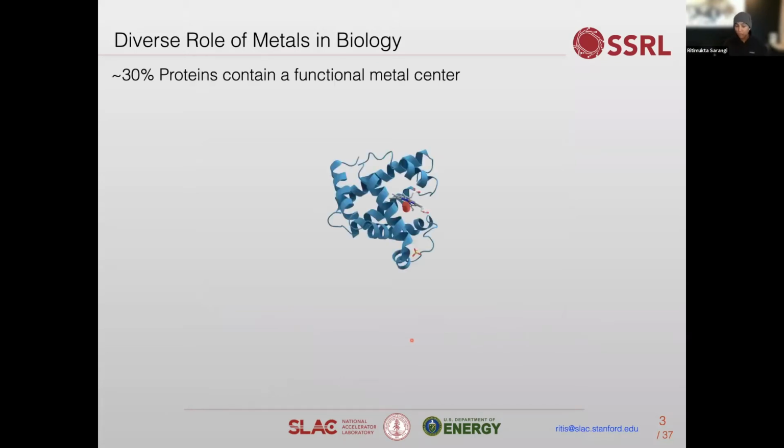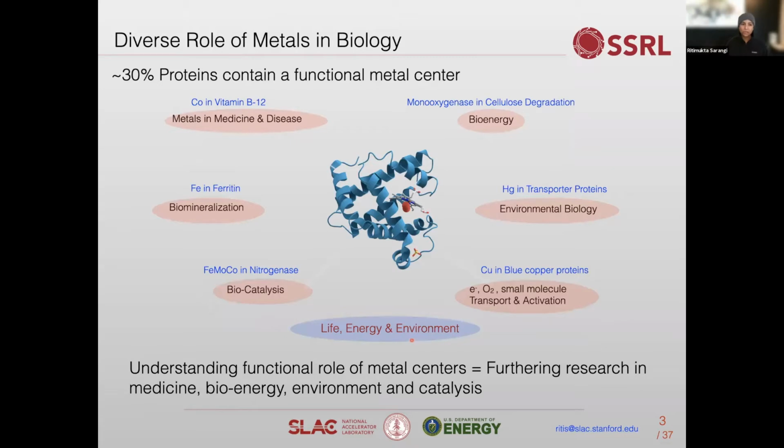So metals do play a very diverse role in biology. Of all the proteins, 30% of them actually have a functional metal center. And these functional metal centers do perform a wide range of chemical reactions. We know vitamin B12 is a cofactor, which is very important for life. Then there is iron, and in these examples is iron in ferritin, which is used for biomineralization. We all know about nitrogenase, which is important for biocatalysis, etc. And you can see some of the other examples I mentioned here.